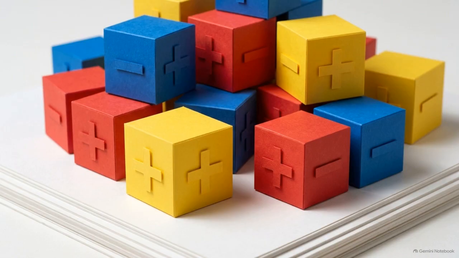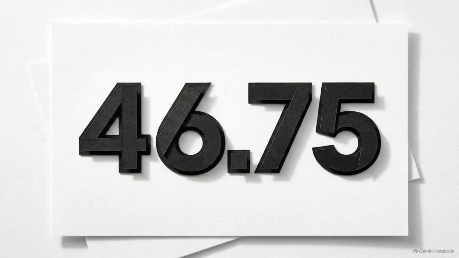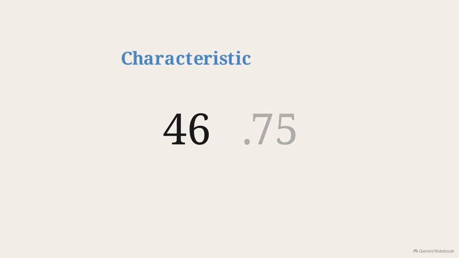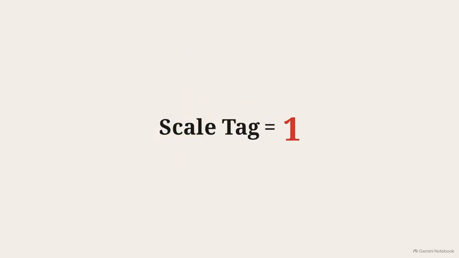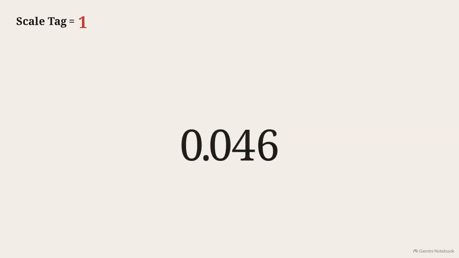Let's translate a number, like 46.75. To convert this, we split it into two pieces, one that tracks its overall scale and one that tracks its specific sequence of digits. We handle the scale first. In the log world, this is known as the characteristic. To find it, just count the digits to the left of the decimal. Here we have 2, and subtract 1. That leaves us with a scale tag of 1.